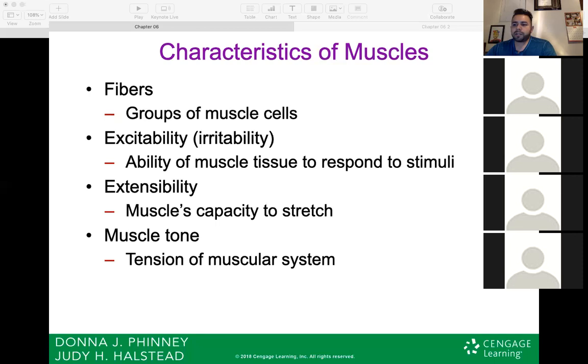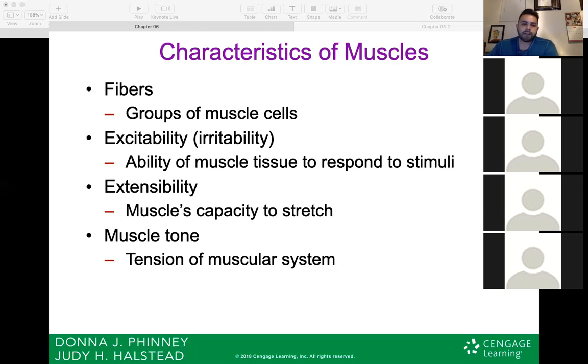Each muscle is made up of cells in various shapes and sizes depending on their functions. Cells group together to make up fibers, and these fibers group together to make up fibrous sheets of connective tissue called fascia. And each fiber can support 1,000 times its own weight.